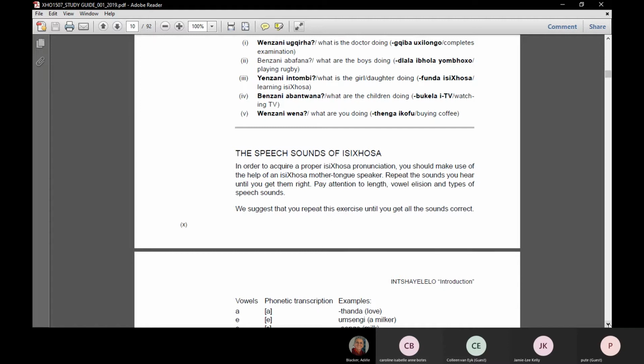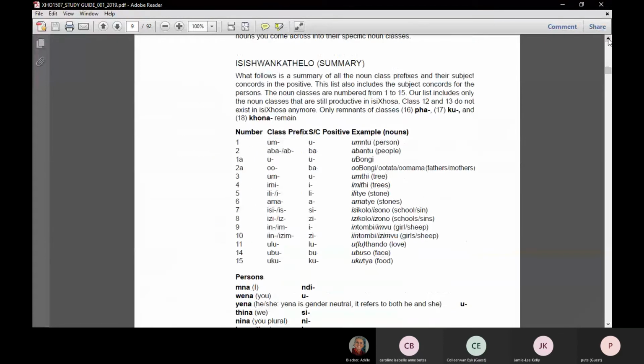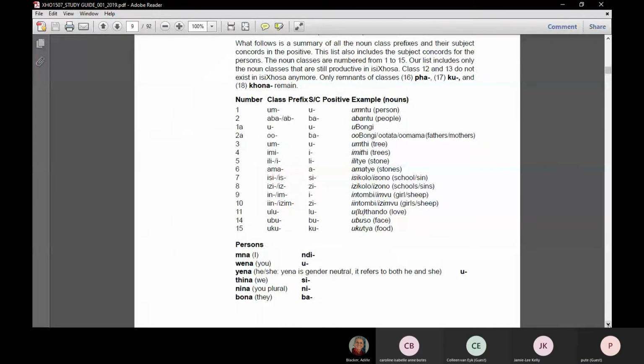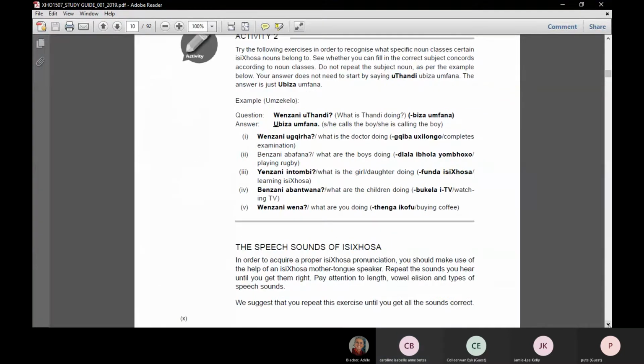They are playing rugby. So number 3, yenzani intombi? What is the girl doing? Ufunda isiXhosa. No. Remember, go to intombi. Intombi is class noun number 9. Class noun number 9. The subject concord is e. So it's ifunda isiXhosa. She is learning isiXhosa. The girl is learning isiXhosa.